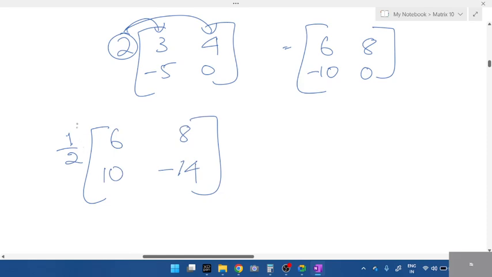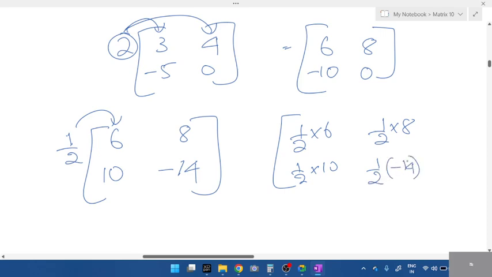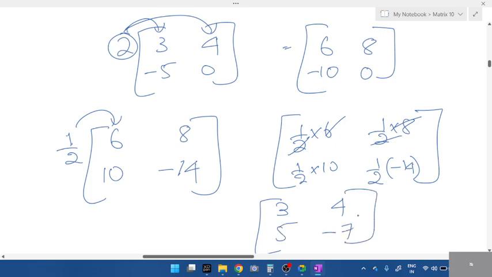Divide it, students. See, just multiply. If you multiply, what do you get? 1 by 2 into 6, 1 by 2 into 8, 1 by 2 into 10, and 1 by 2 into what? Minus 14. When you reduce it, what do you get? When you reduce, 3, 4, 5, minus 7. This is the answer.